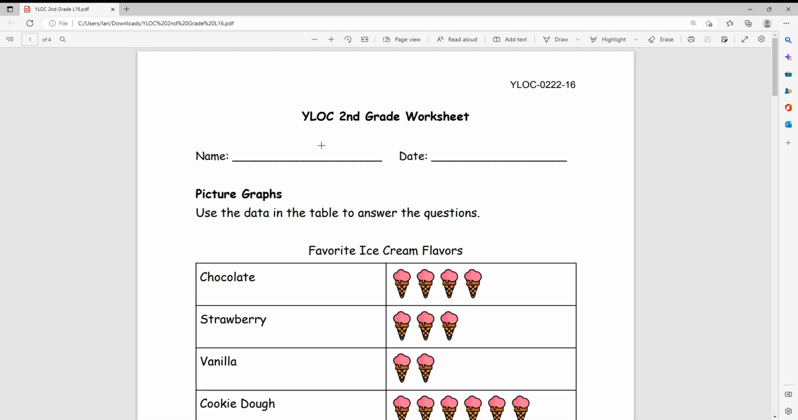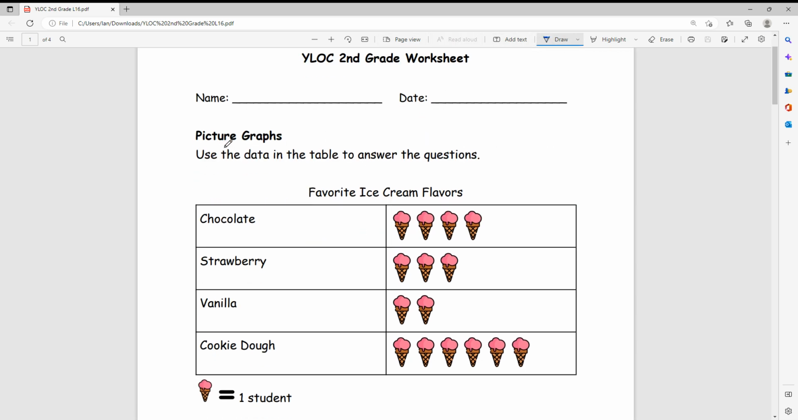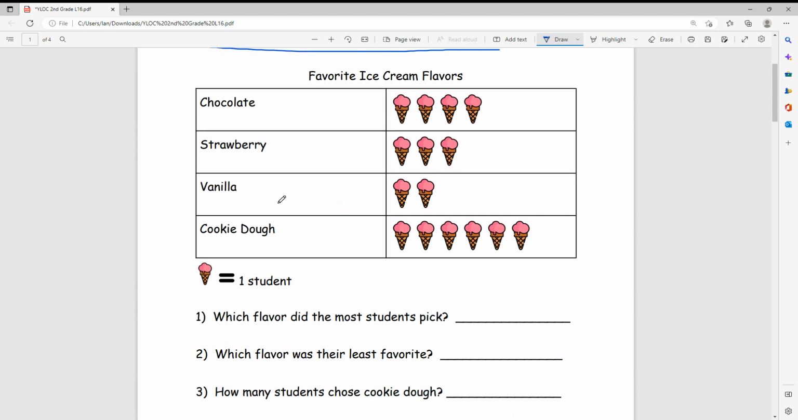Hello, this is the second grade lesson number 16 worksheet. And the first thing we're doing is picturing graphs. It says use the data in the table to answer the questions. There's a chart right here. Our key is that one ice cream equals one student.